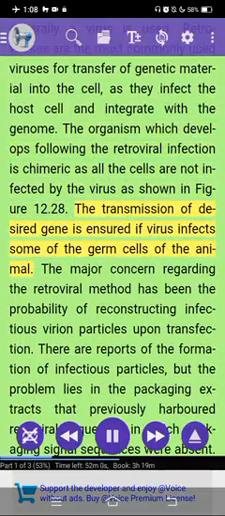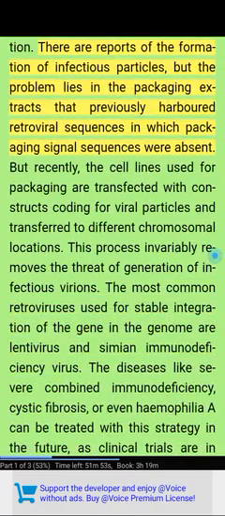Expression of the desired gene is ensured if the virus infects some of the germ cells of the animal. The major concern regarding the retroviral method has been the probability of reconstructing infectious virion particles upon transfection. There are reports of the formation of infectious particles, but the problem lies in the packaging extracts that previously harbored retroviral sequences in which packaging signal sequences were absent.